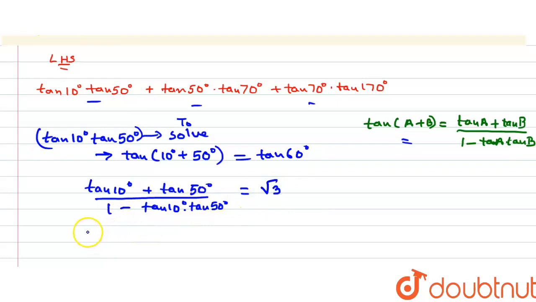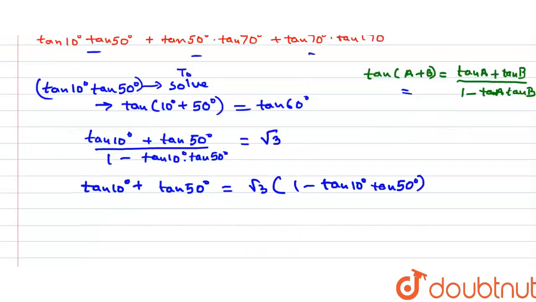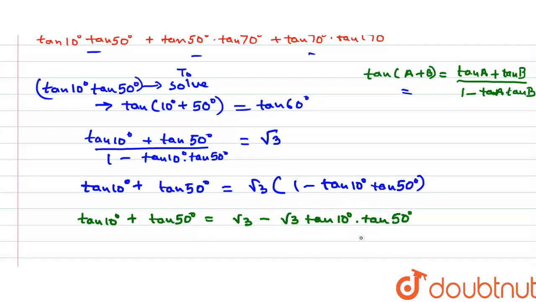Now let's cross multiply it. So here I will get tan 10 degree plus tan 50 degree, and that is equal to root 3 into 1 minus tan 10 degree into tan 50 degree. Now let us solve this a little bit more. Here I will get tan 10 degree plus tan 50 degree equal to root 3 minus root 3 tan 10 degree into tan 50 degree. Now let us take this part to the left hand side and move the other part to the RHS. So we will get root 3 tan 10 degree into tan 50 degree is equal to root 3 minus tan 10 degree minus tan 50 degree.